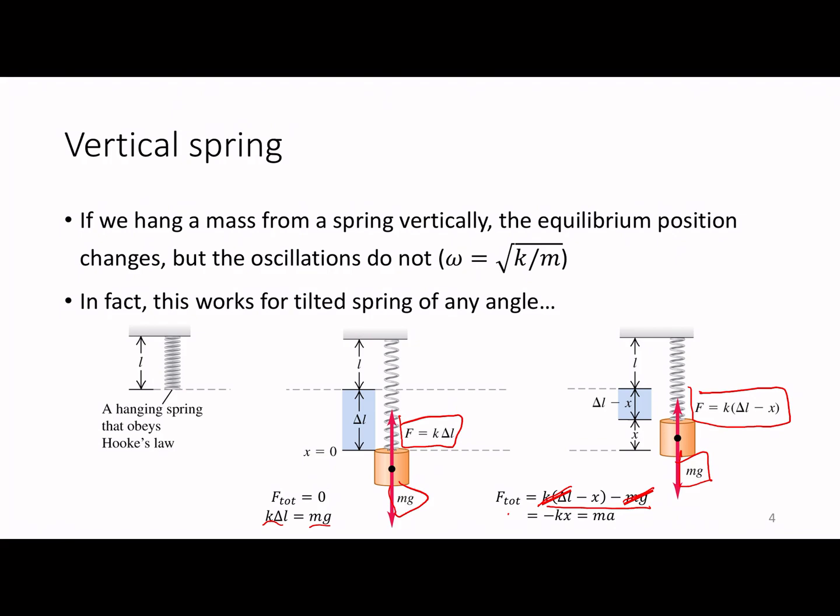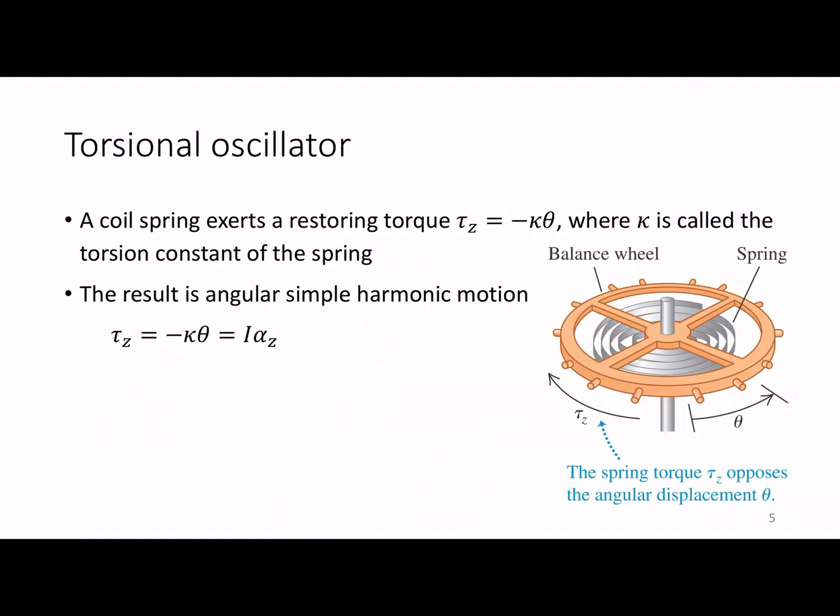In fact, you can convince yourself if you do this for a spring at an arbitrary angle on, let's say, an air table, so kind of an angled spring with a mass that moves like this. No matter what that angle is, you will always get angular frequency omega as root k over m, as long as there's no friction involved. Okay, so that's a vertical spring.